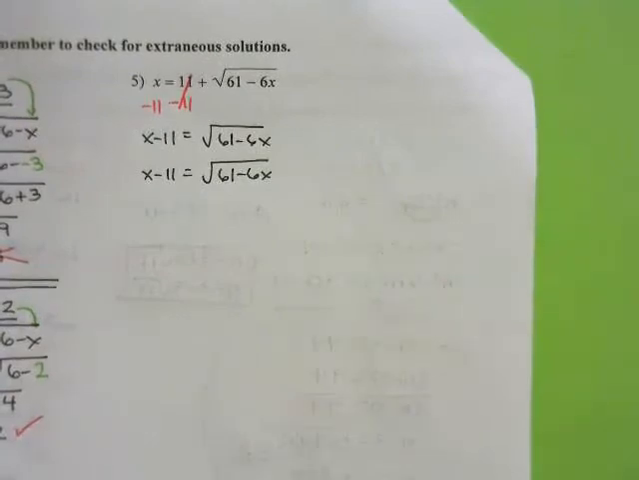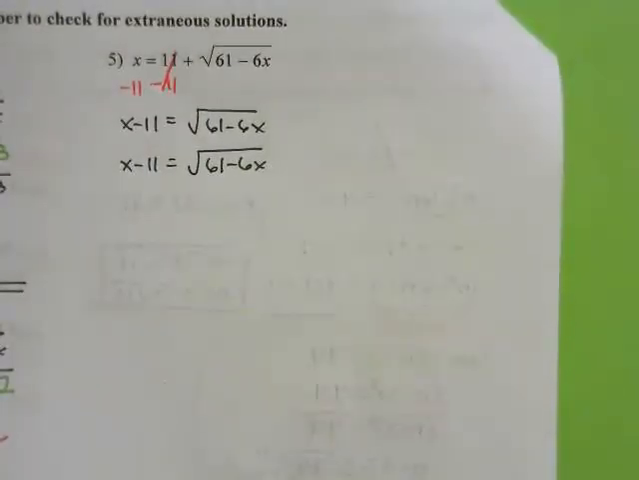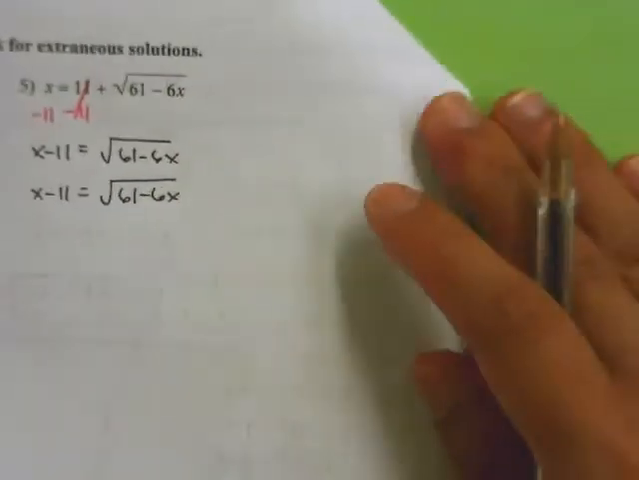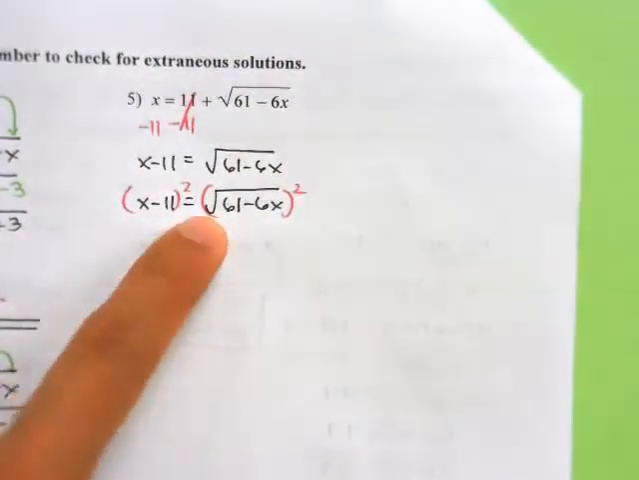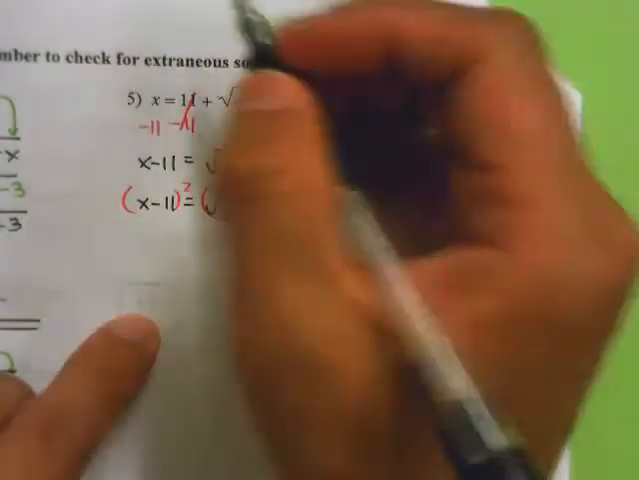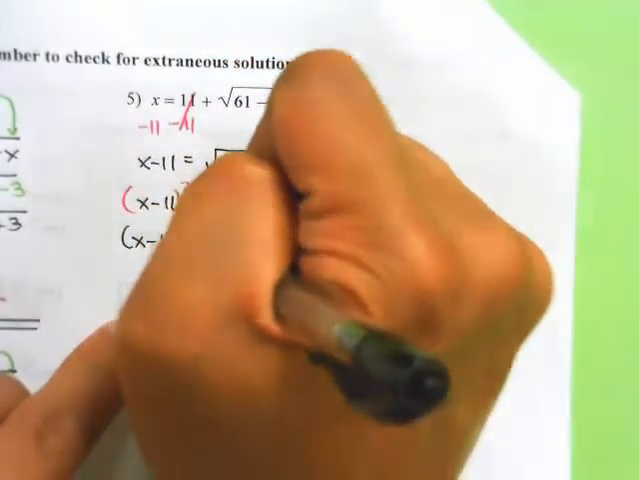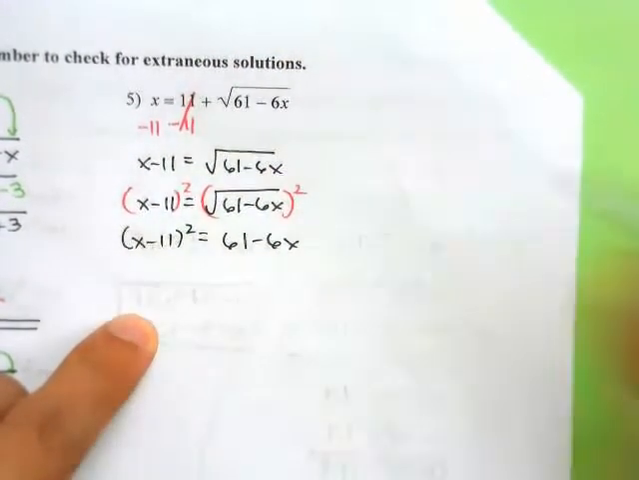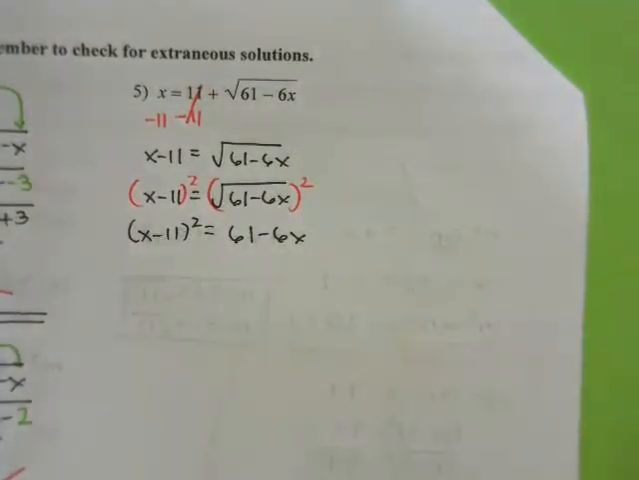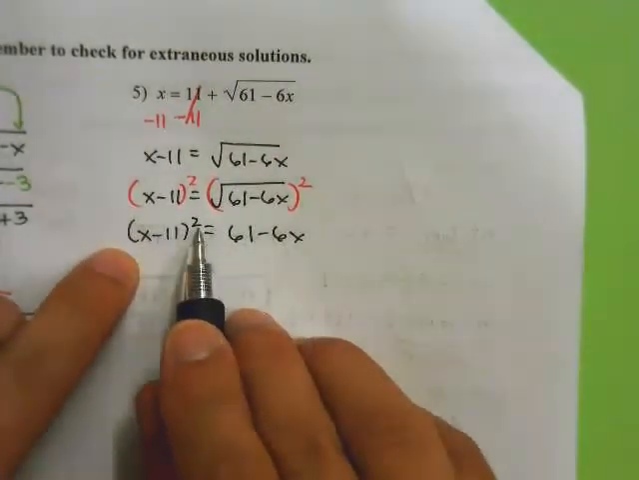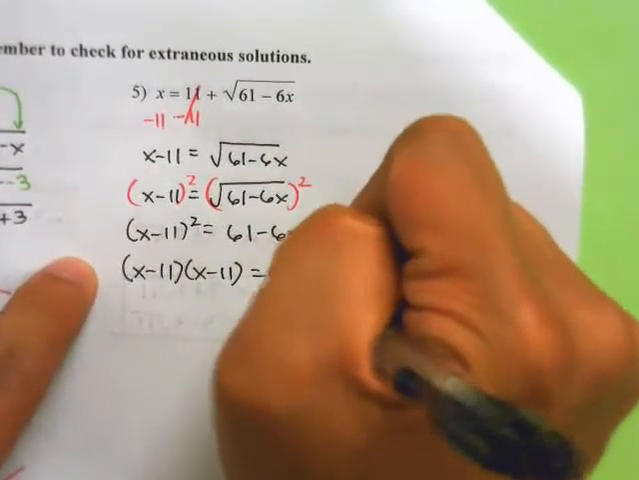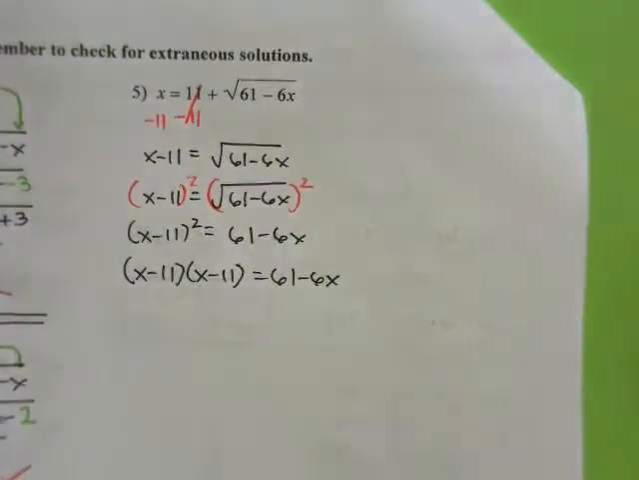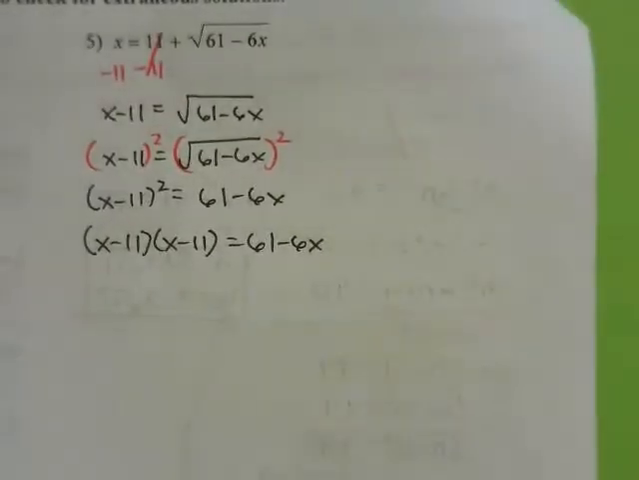Okay. Now that it's isolated, it kind of looks like number 4 now. Now that it's isolated, you're going to square both sides to undo the square root. Okay, so now you're just left with 61 minus 6x on this side. I want to remind you that x minus 11 squared is x minus 11 times x minus 11. We're going to have to multiply this one out.